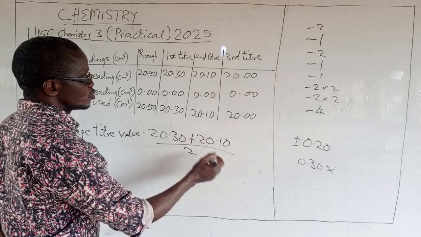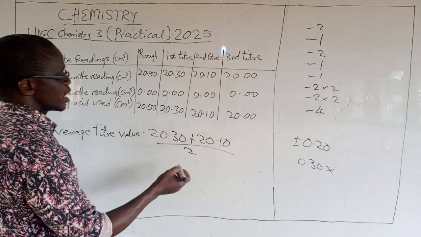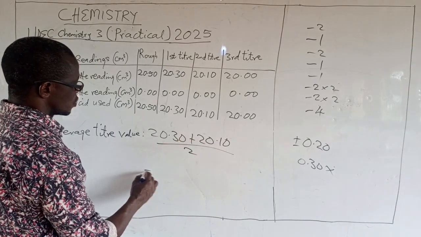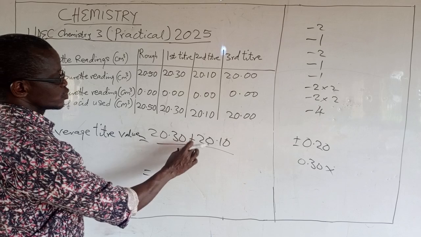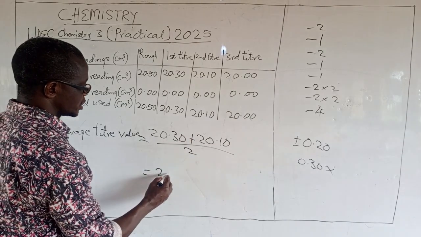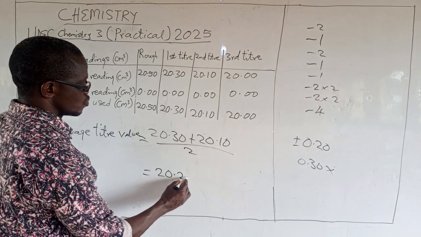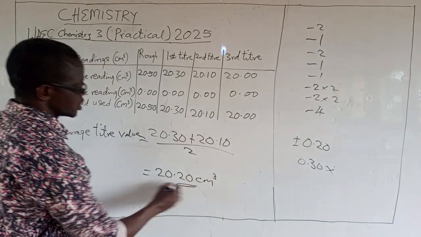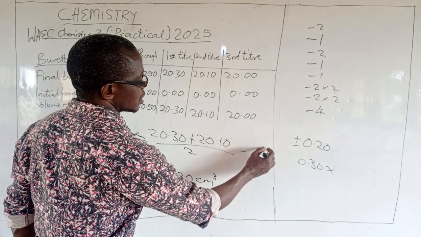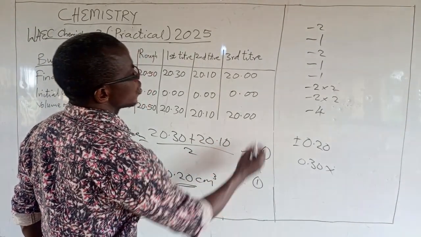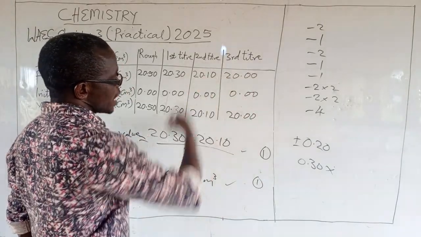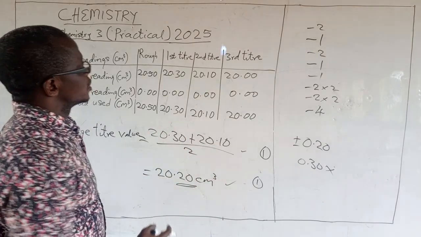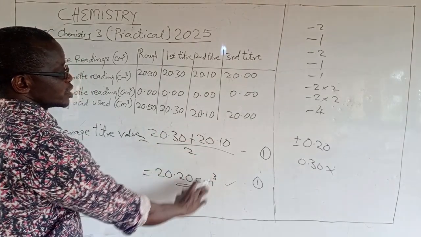And then you now carry on the addition and division. So that will now give you what? That will now be 20.20 cm3. This is 1 mark here. This is another 1 mark. So total of, remember I said 8, total of 10. This is 8, this is 2. That's total of 10. Now, I have shown you how to get this place.